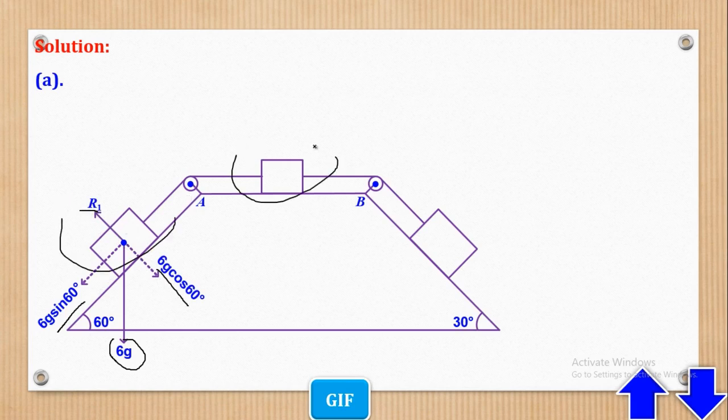What about for this mass? For this mass, we shall also start with the weight. So the weight will be 12g because it was 12 kilograms.